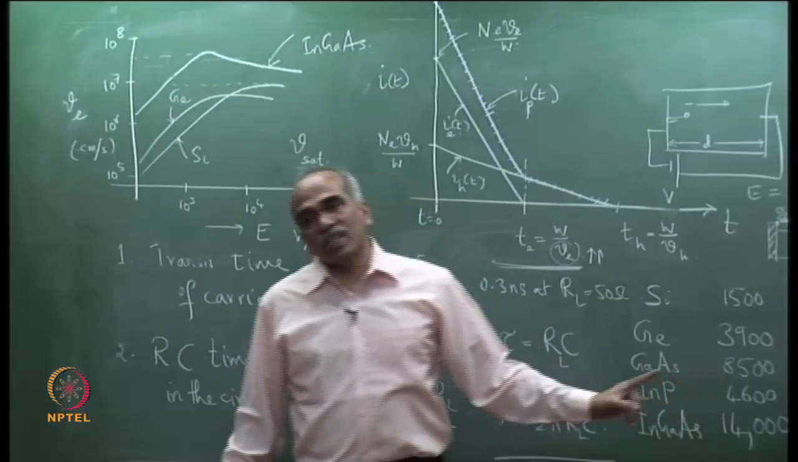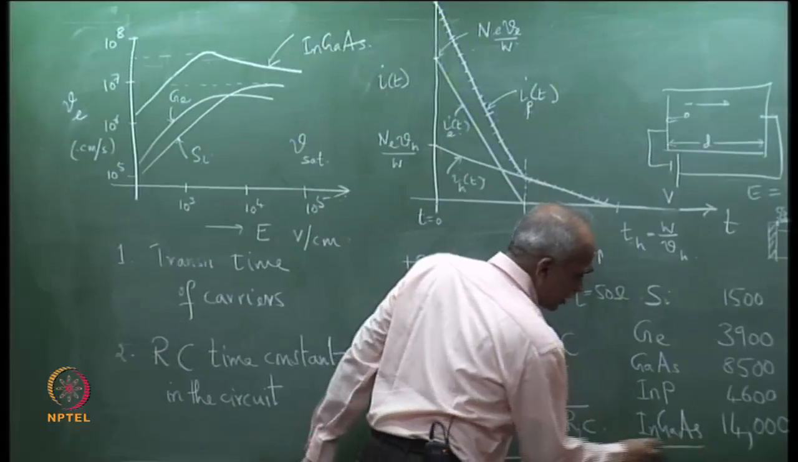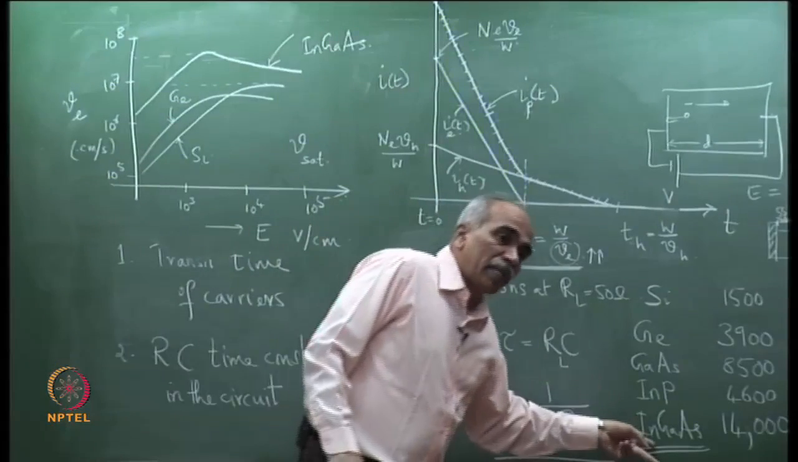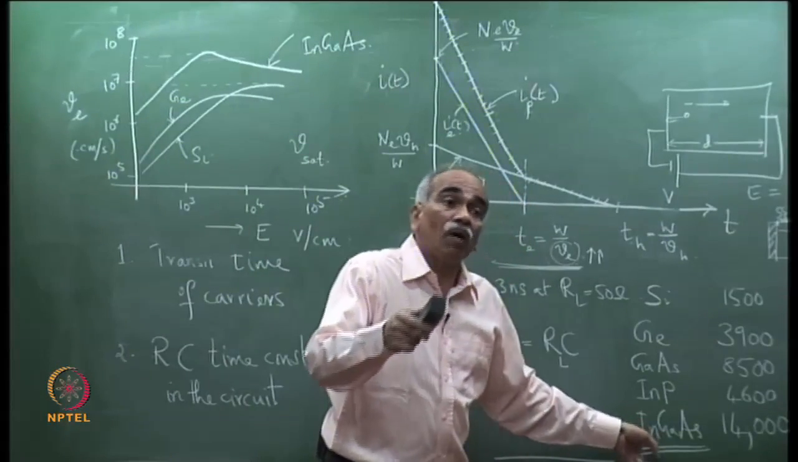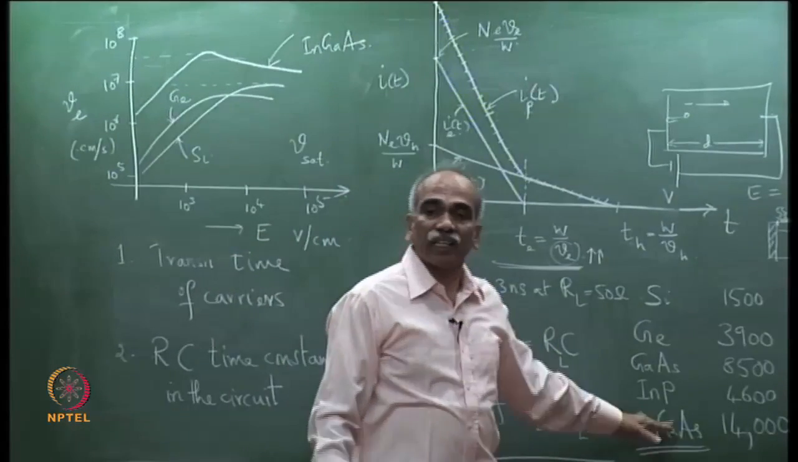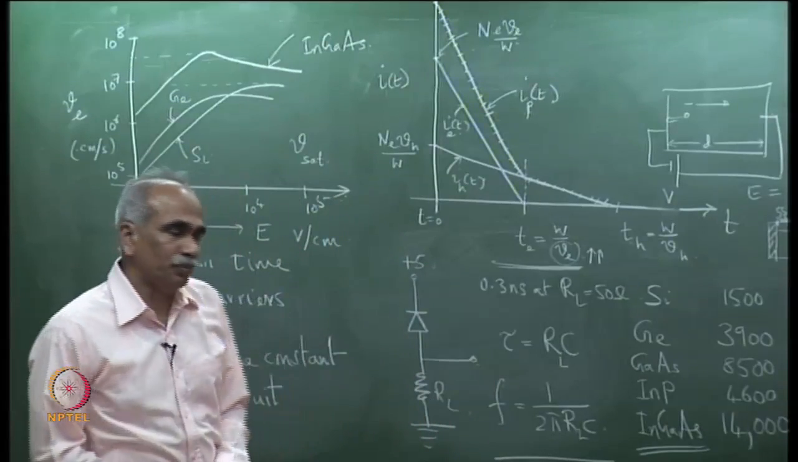Because velocity is equal to mu into E, and therefore, that is why we have been saying that this is the most important material and the most important material for optical communication, because the responsivity is the highest for this detector in the 1.55 micrometer window.